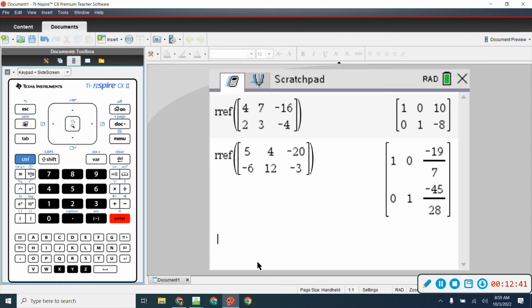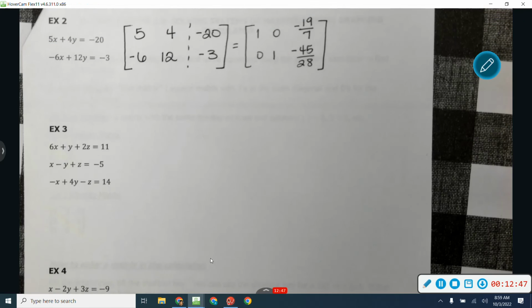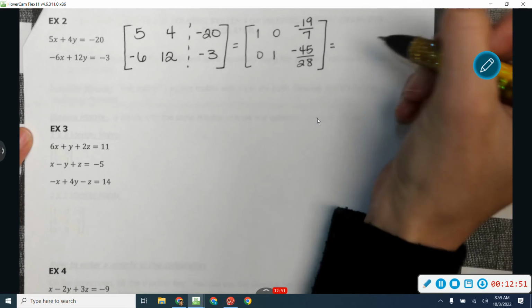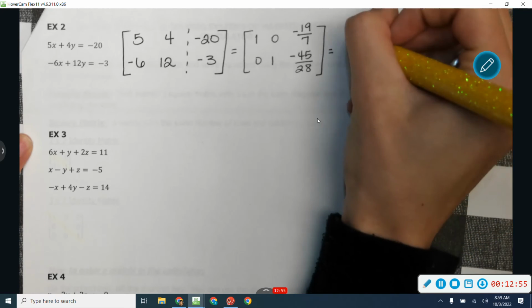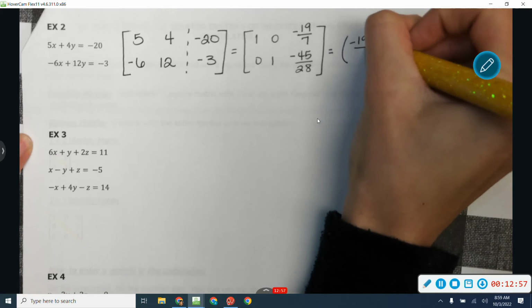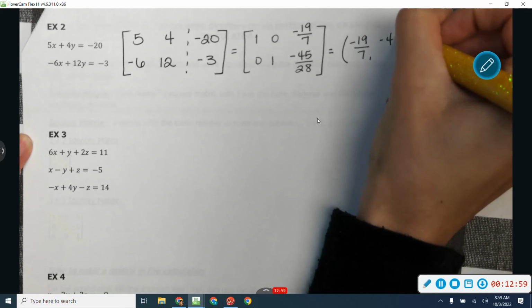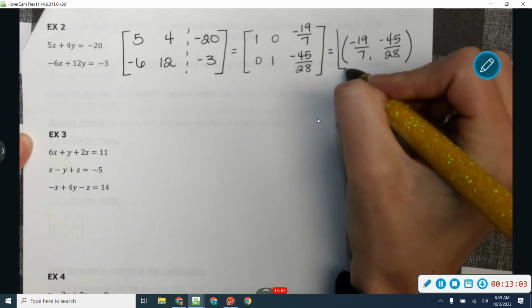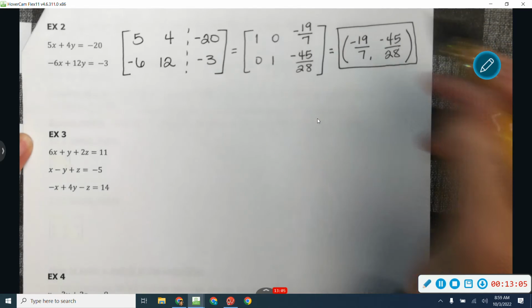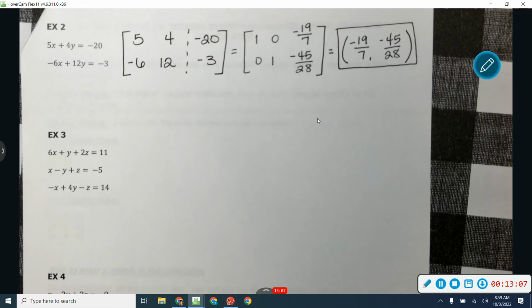Does anybody's calculator not give them that? All good? So then what's my ordered pair? Over 28. Now if you wanted to, you could store these values for x and y in your calculator and check to make sure that is your answer.